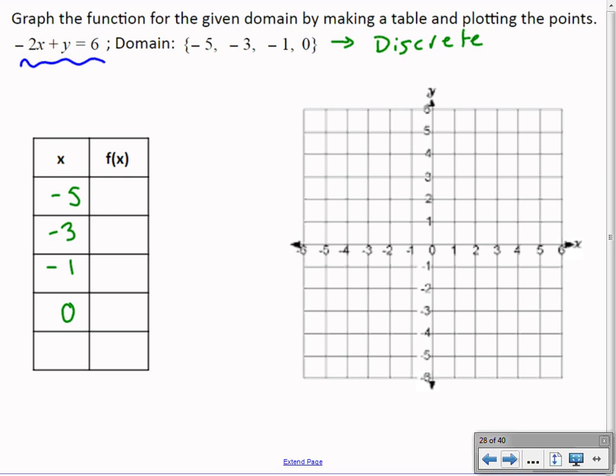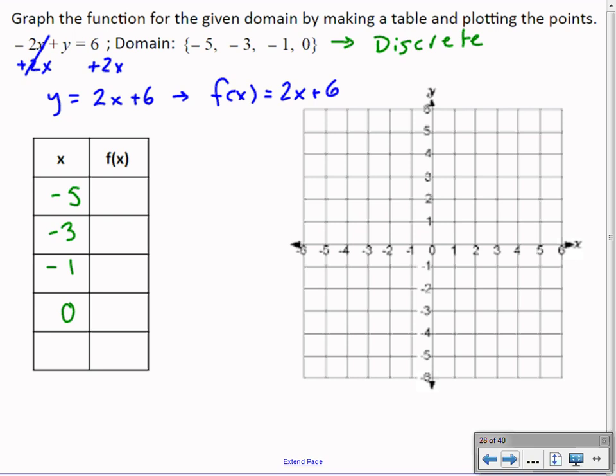Okay, 2 issues. One, it's not solved for y, and we're not using function notation. So here's what we need to do before we do anything else. We need to solve this equation for y, meaning we need to get y by itself. If I want to get y by itself, I need to cancel out this minus 2x by adding 2x to each side. That gives me y equals 2x plus 6, and then I can change it to function notation by writing it as f of x equals 2x plus 6.